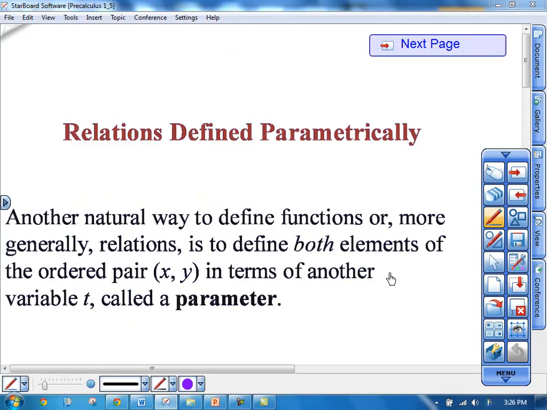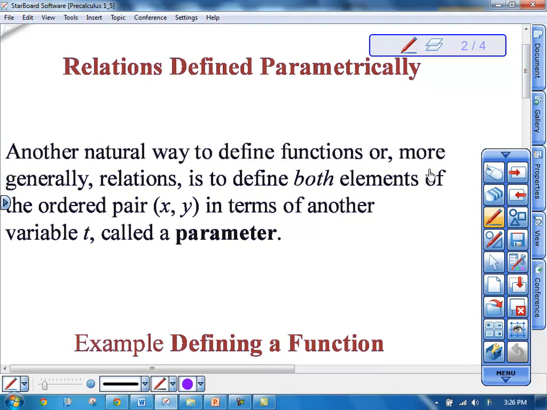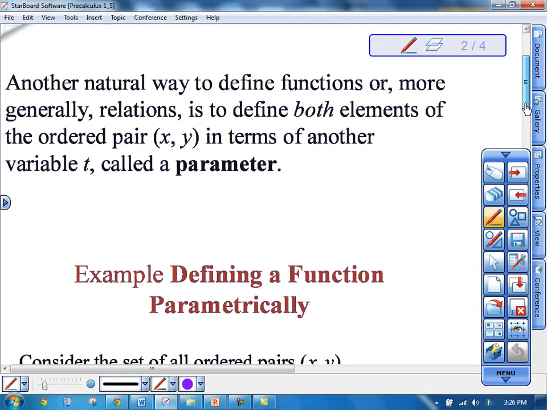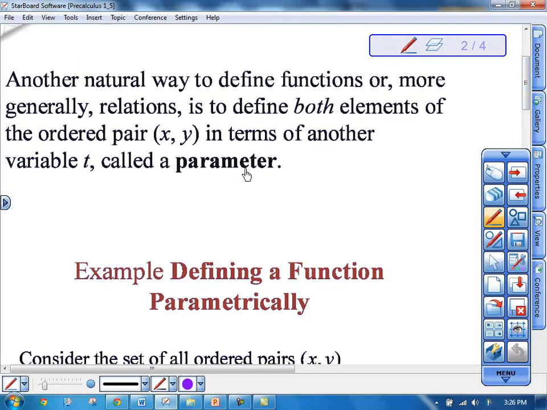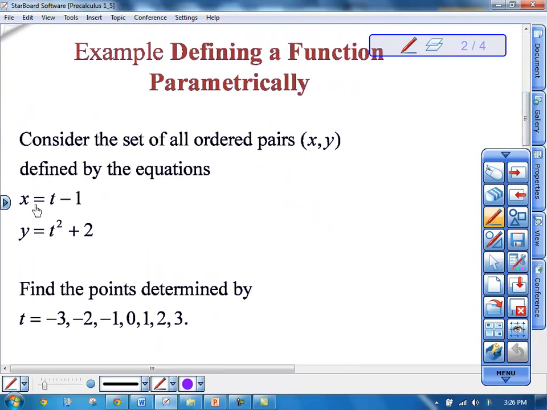So, first of all, parametric relations. Another way to define some of these functions or relations is with an xy pair that relies on a third variable called a parameter t. So let's look at an example of that. Let's say our xy ordered pair is really, x varies by this function, so to speak, and y varies by this function. So my x and y ordered pair are constantly varying in basically no relation to one another.